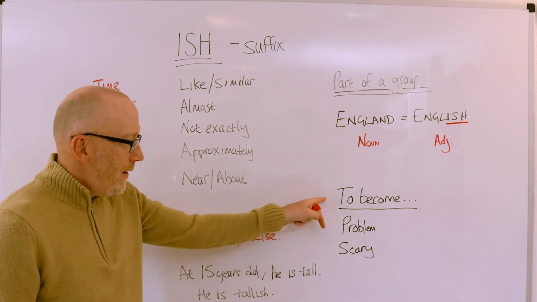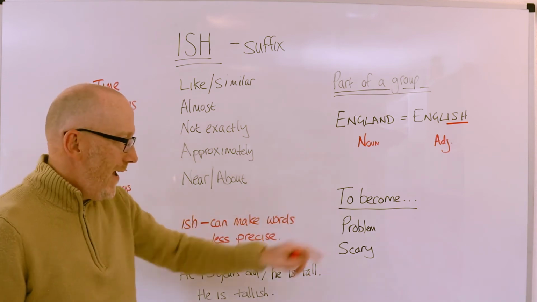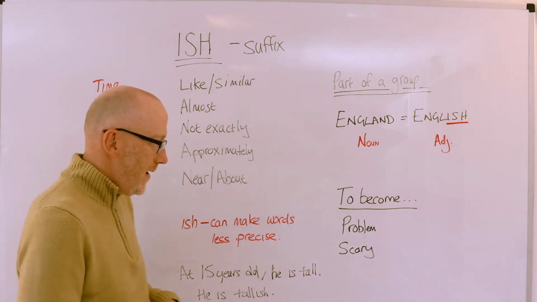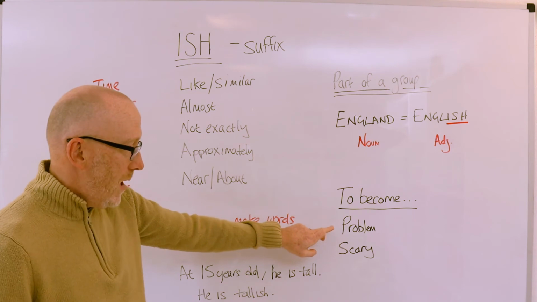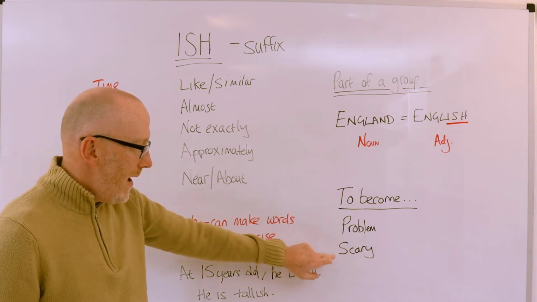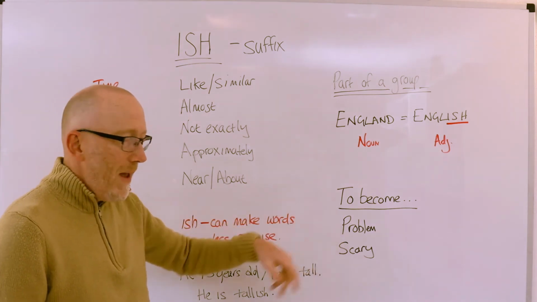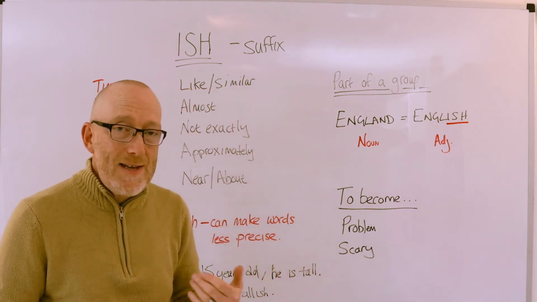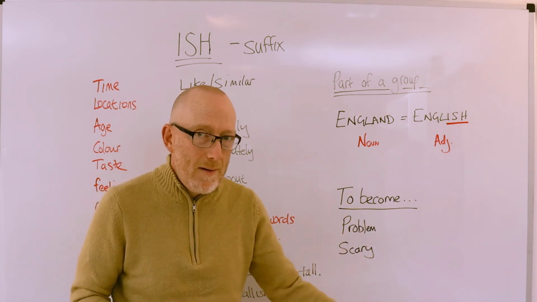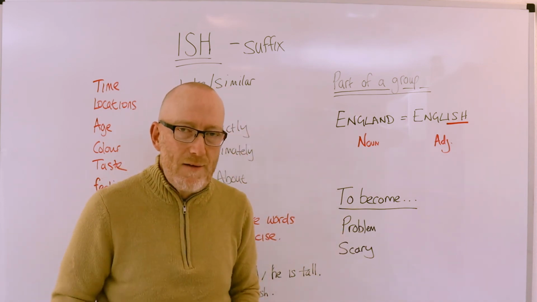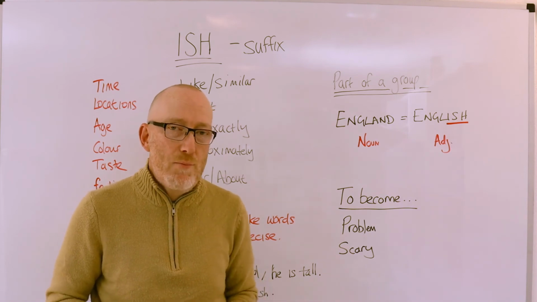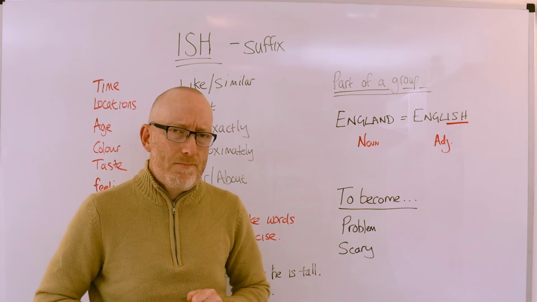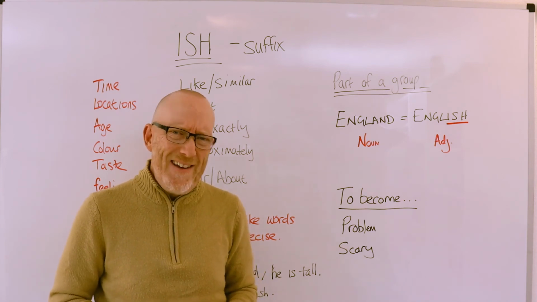Now, another interesting way we use ish is when we want to talk about something that is changing. So I've just given two examples, a problem and something that is scary. If something is becoming a problem, we may say that it is becoming problematic. But imagine your boss at work, perhaps you're working on a project or there's an issue, says to you, is this a problem? You might say, yeah, ish.